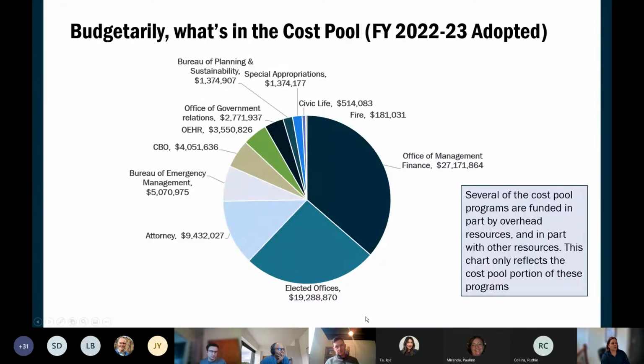So this is looking at what this means budgetarily. These numbers are the 22-23 adopted. This is not the allocation for 23-24 that is working in its draft form to go out with CalTargets. So as you can see, numbers-wise, this is where the programs that are allocated generally are housed within bureaus. These numbers do not represent the total resources that go into the bureaus identified with them. They only reflect the cost pool portion of these programs.